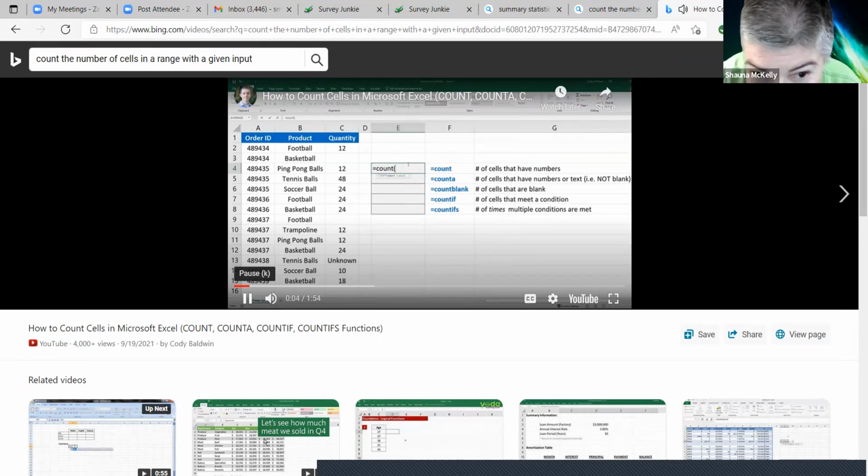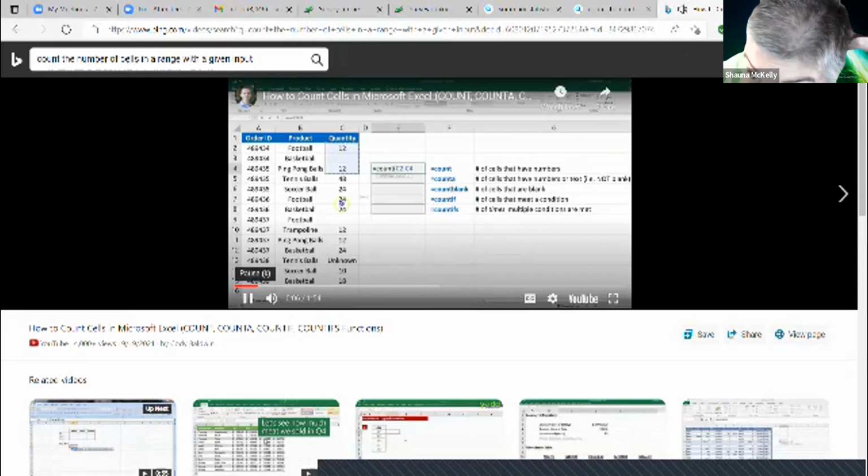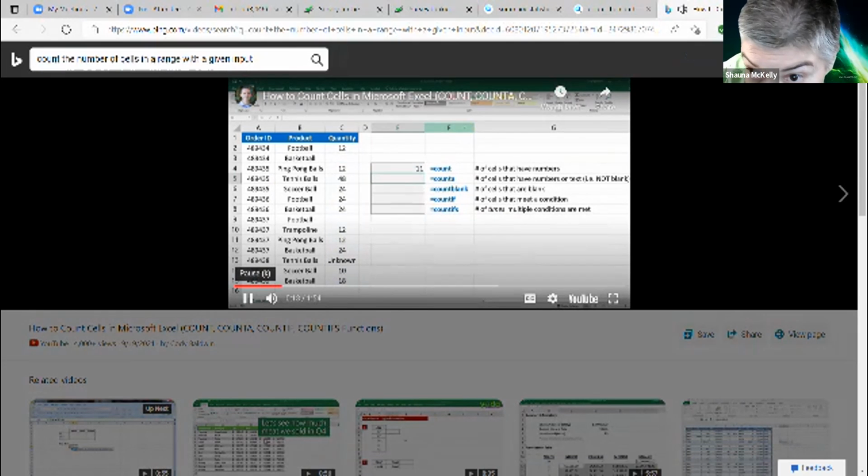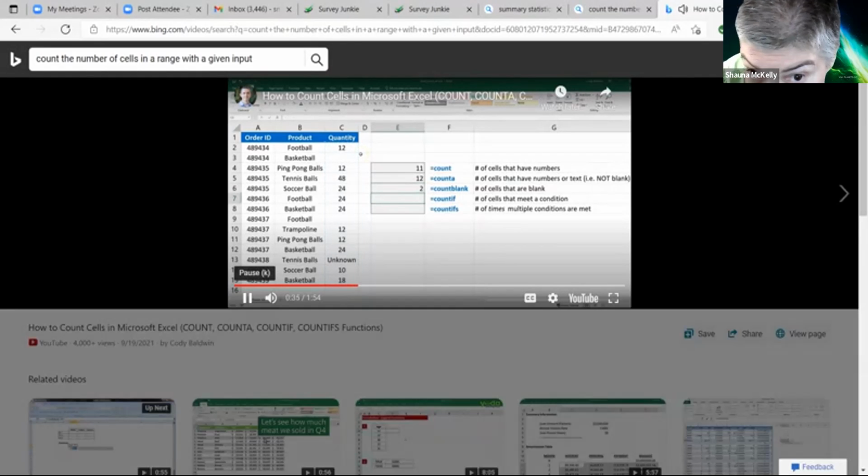So count counts the number of cells that have numbers inside of them. In this case, it's 11. If I look at the quantity column, I have 11 cells with numbers. Now CountA counts cells with numbers or text. So I should see 12 in this case because I'm counting unknown as well. CountBlank, you can probably guess it, counts the number of blank cells in a given range. We should see 2 here. And COUNTIF and COUNTIFS count based on conditions.